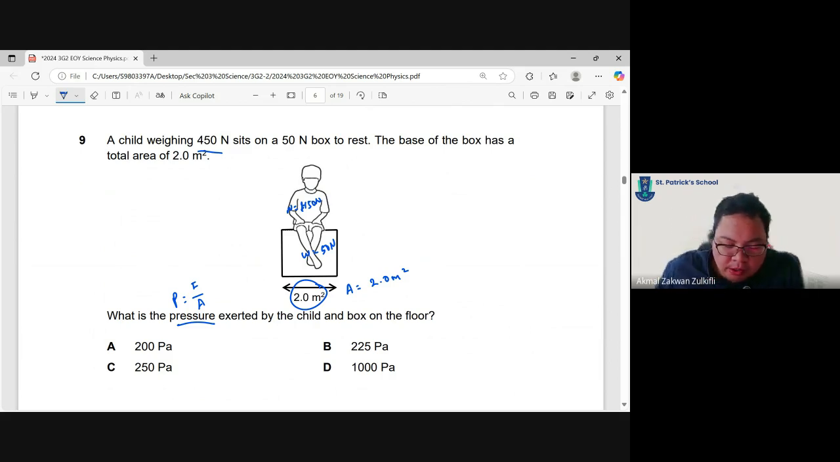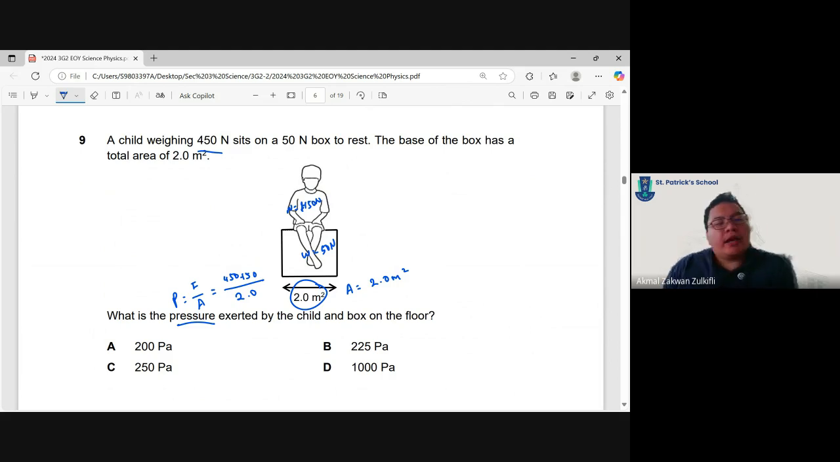Force, we know there's 450 newtons, 50 newtons. So we know that the combined force due to the two weights is 500 newtons. Then you divide it by the area, which is 2.